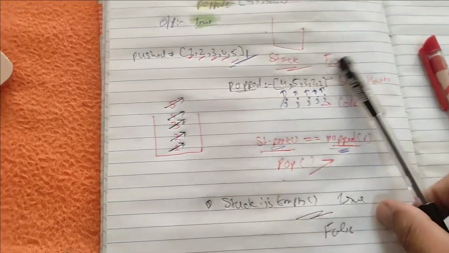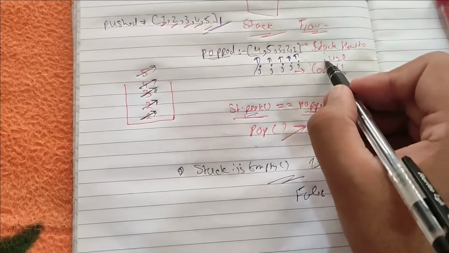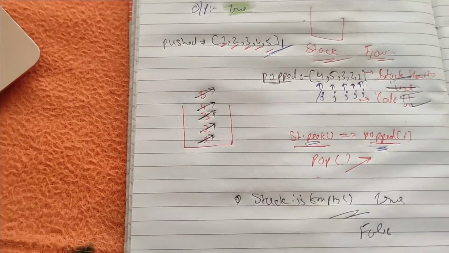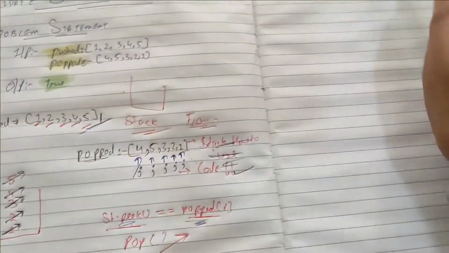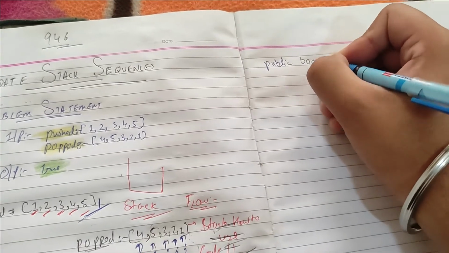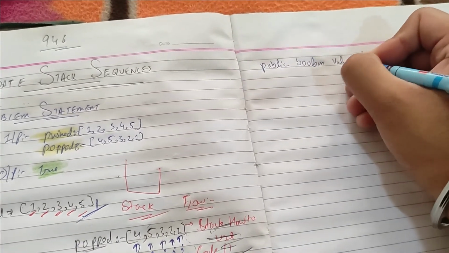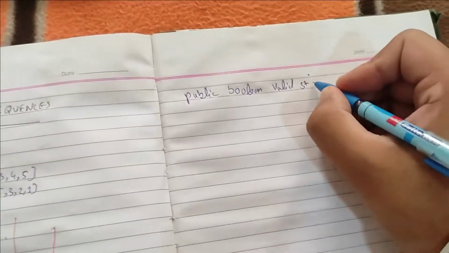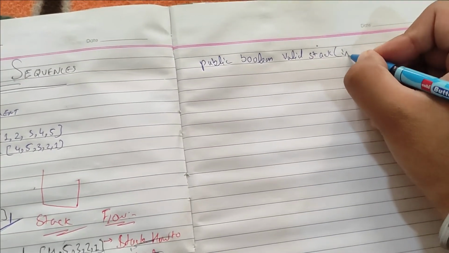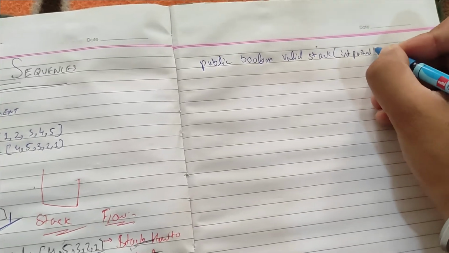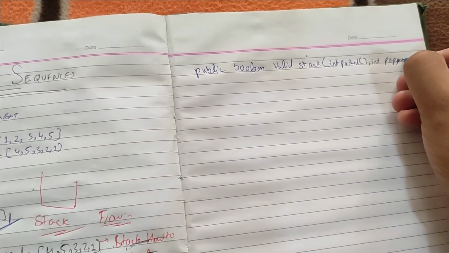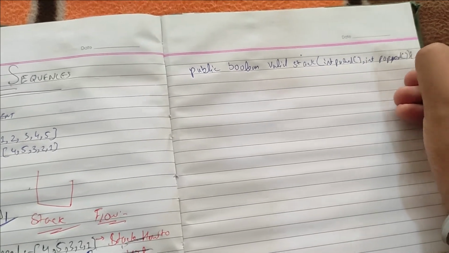So ladies and gentlemen, we just understood how to use the stack over here. Now let's move to the coding part. Let's see how we are going to code this problem. The function given to you is a public boolean, something like validateStackSequences. In this one we have 2 arrays, pushed and popped. Sorry for my bad writing.